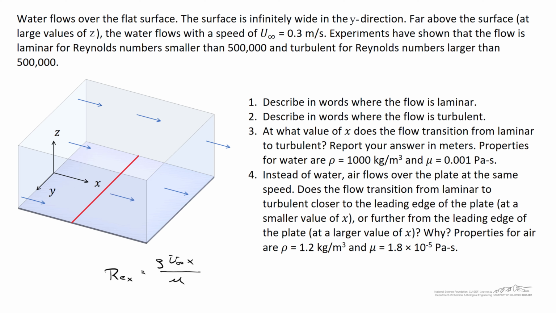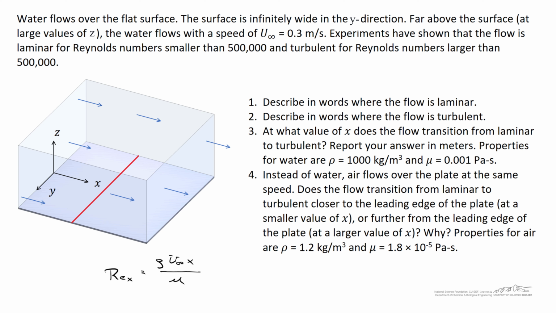There exists a certain value of x in which the Reynolds number for that value of x is equal to 500,000. And at that value, what this says is that at all values of x larger than that particular value of x, the flow is going to be turbulent, and for any regions with values of x smaller than that, the flow will be laminar.